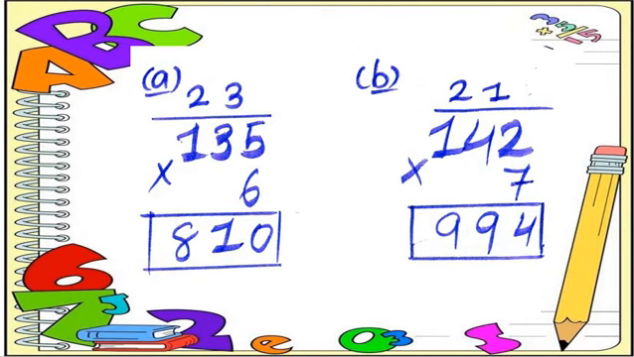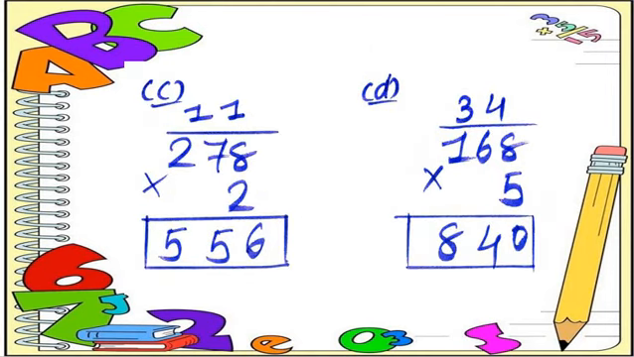And I hope you all have understood better. Then after that, question number C and question number D. Then we start the new question. What is question number C? 278 multiply by 2. Understood? 278 multiply by 2 is equal to how many?